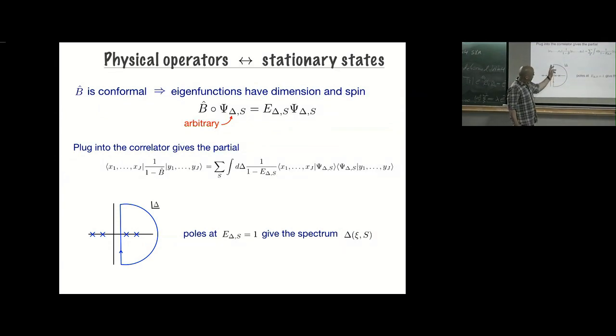What you do, you go and you close this contour of integration here. And then where the non-trivial dynamics enter is where are the poles in this integral. This is where the dependence on the model, where the physics enters. The rest is completely kinematical.